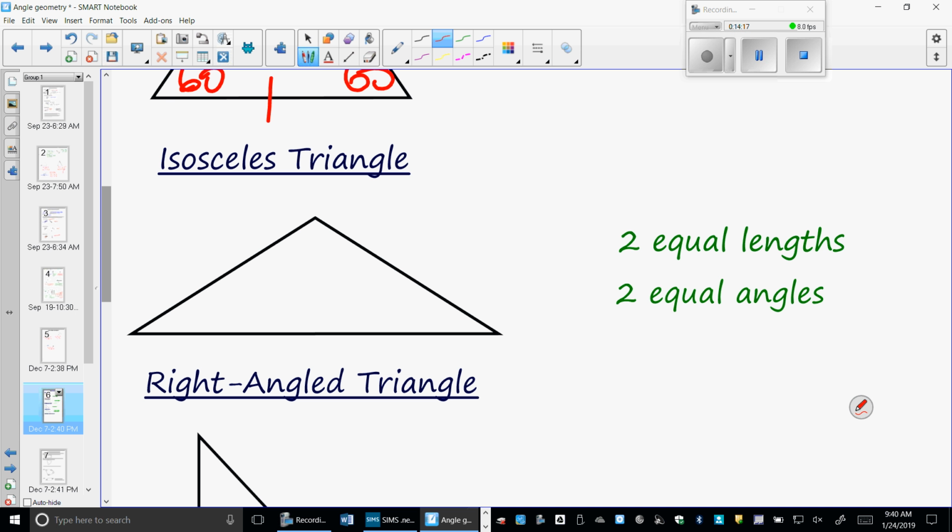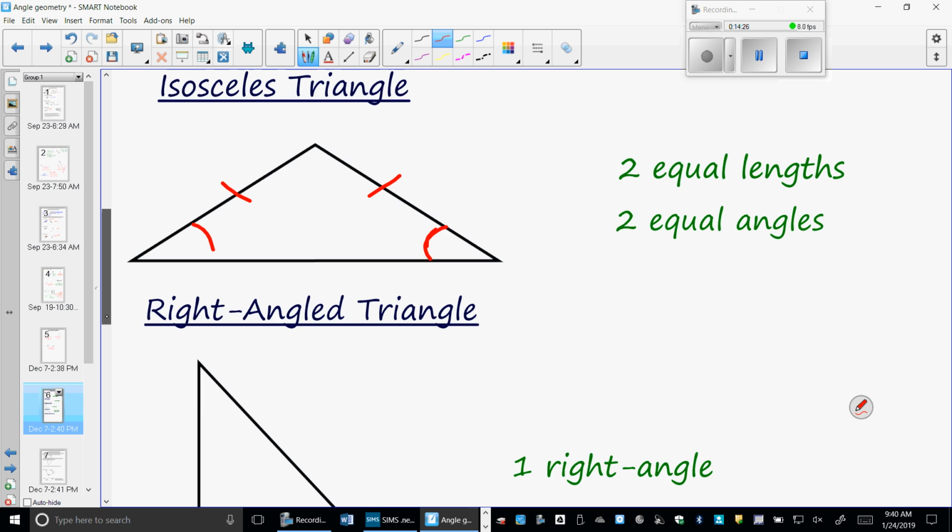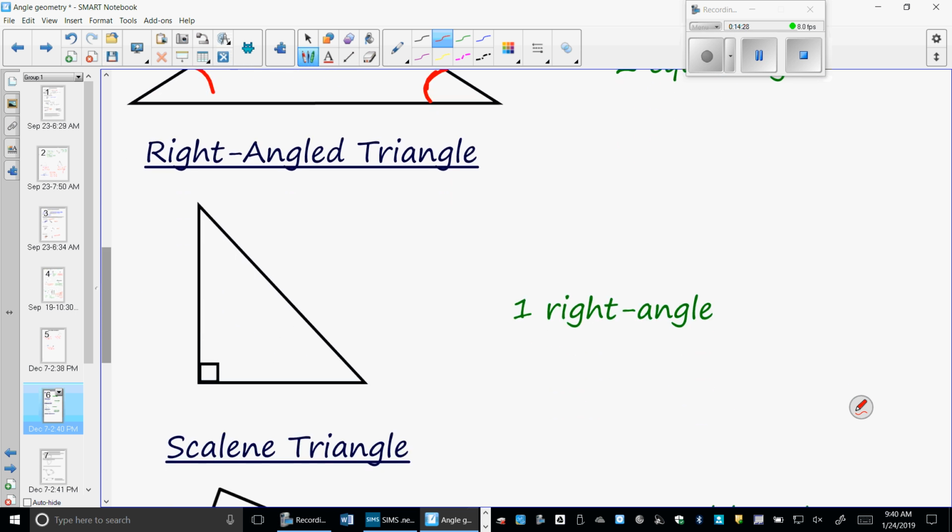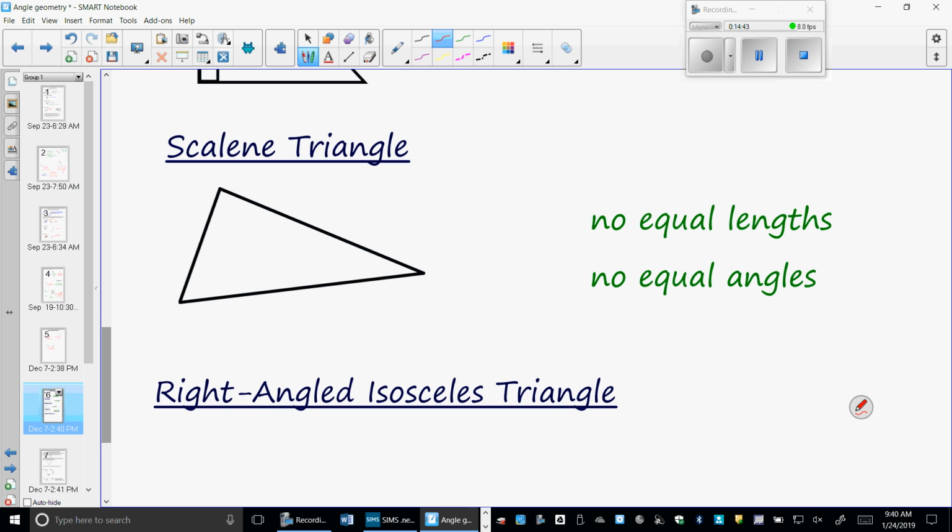An isosceles triangle has got 2 equal lengths. And which angles would be the equal ones? The ones at the base of those equal lengths, known as the base angles. A right angle triangle has 1 right angle in it. Whose rule does it follow? Pythagoras. And for right angle triangles we also look at SOHCAHTOA, which is trigonometry. Scalene triangles have no equal lengths and no equal angles, but their angles do add up to 180.